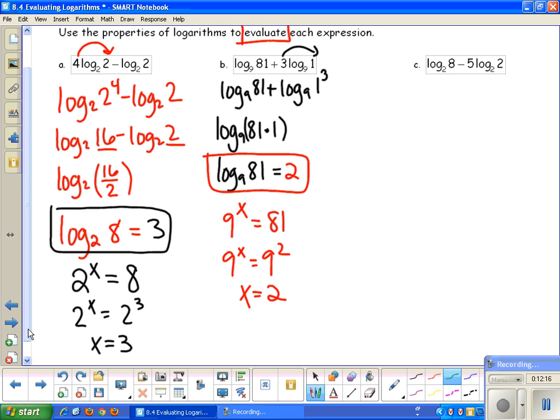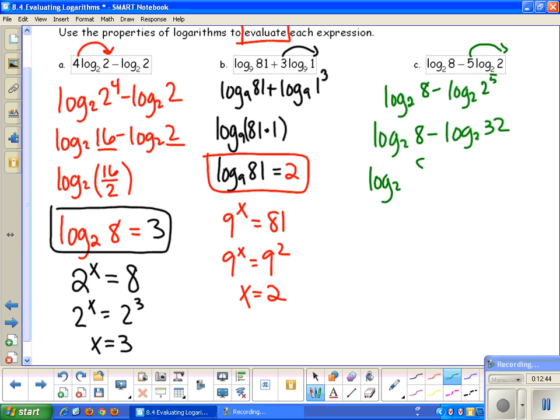The last one that we have, same thing, we're going to simplify this using my properties. So bringing that up, I get the log base 2 of 8, minus the log base 2 of 2 to the 5th power, which is just 32. And then remember that anytime you are subtracting logs, you're going to be dividing the two numbers. The number in front goes on top, and the number that's second goes underneath. And then we're not finished because we can simplify. 8 over 32 is just 1/4.